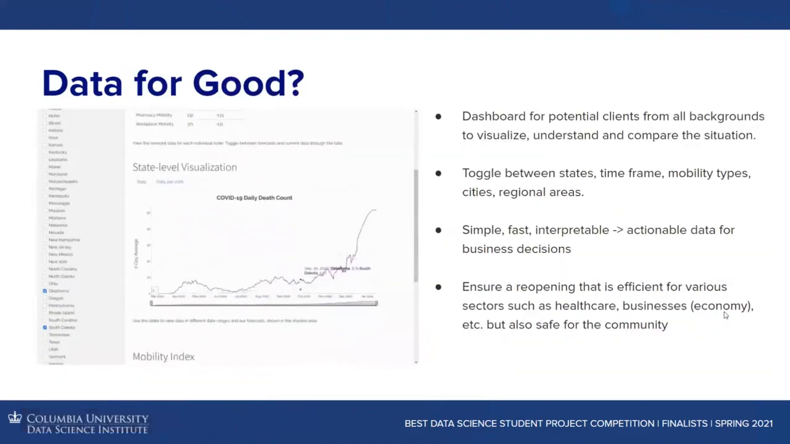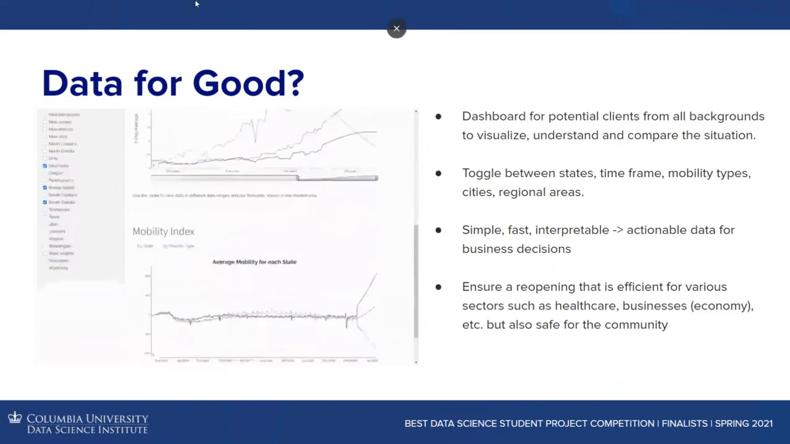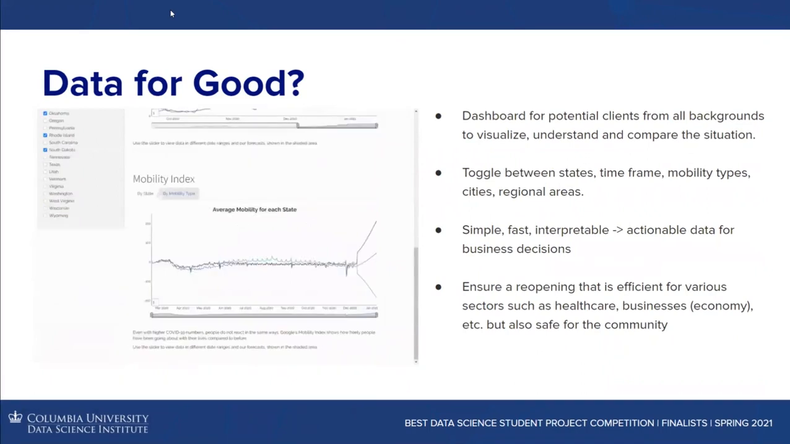A key point of our project was to make this data accessible to people from all types of backgrounds, technical and non-technical. So we built an interactive dashboard so that potential clients can interact with the historical data and predictions of COVID-19 deaths and mobility. This is a targeted way that helps them understand the situation and the trajectory of the pandemic, because individual case numbers wouldn't provide as much of an insight.